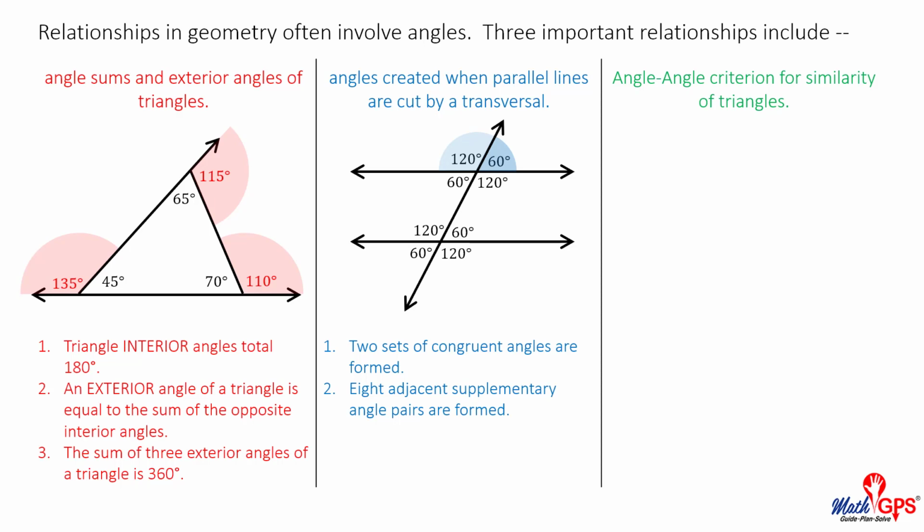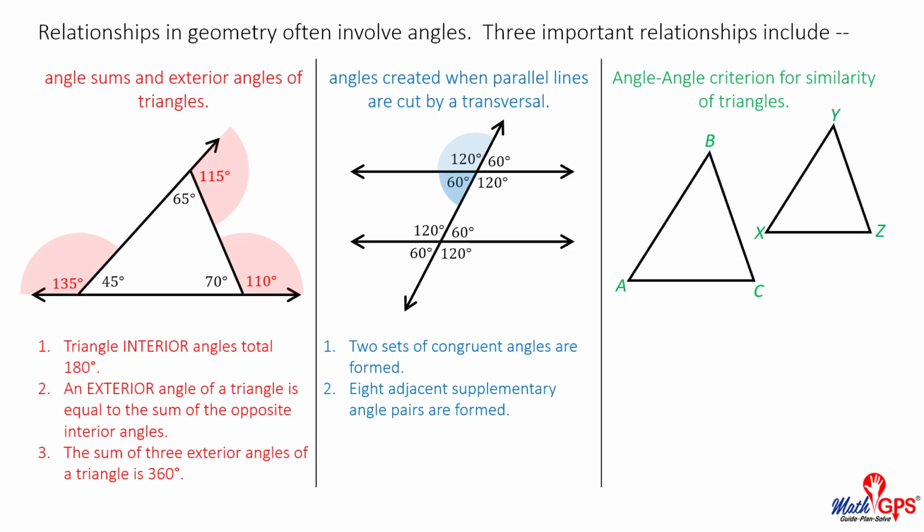When parallel lines are cut by a transversal, 8 adjacent supplementary angle pairs are formed. Supplementary angle measures total 180 degrees. In the diagram, the obtuse angle measuring 120 degrees and the acute angle measuring 60 degrees form one supplementary pair. A second pair is shown. A third set, a fourth set, a fifth set, a sixth set, a seventh set, and an eighth set is shown.